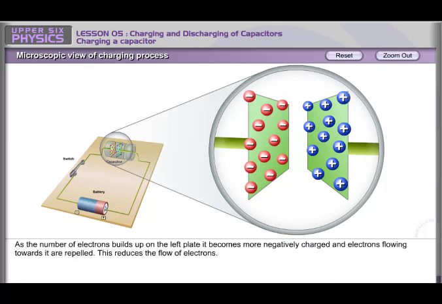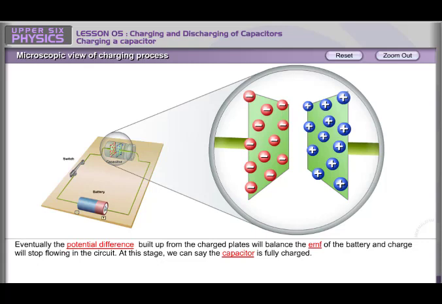As the number of electrons builds up on the left plate, it becomes more negatively charged, and electrons flowing towards it are repelled. This reduces the flow of electrons. Eventually, the potential difference built up from the charged plates will balance the EMF of the battery, and charge will stop flowing in the circuit. At this stage, we can say the capacitor is fully charged.